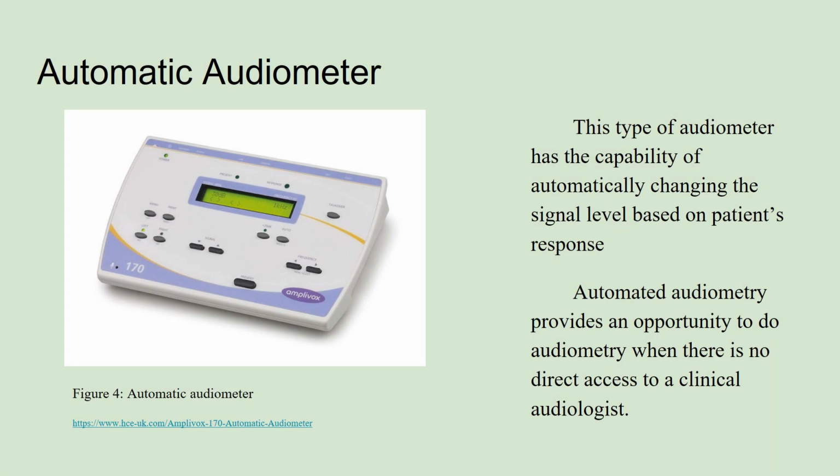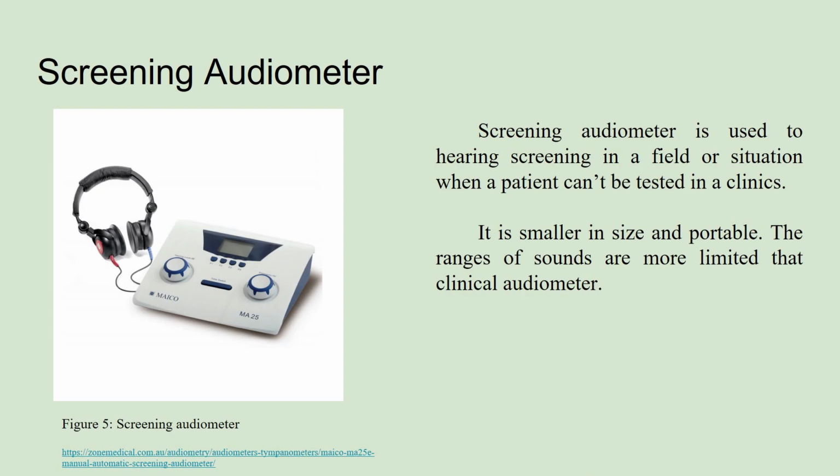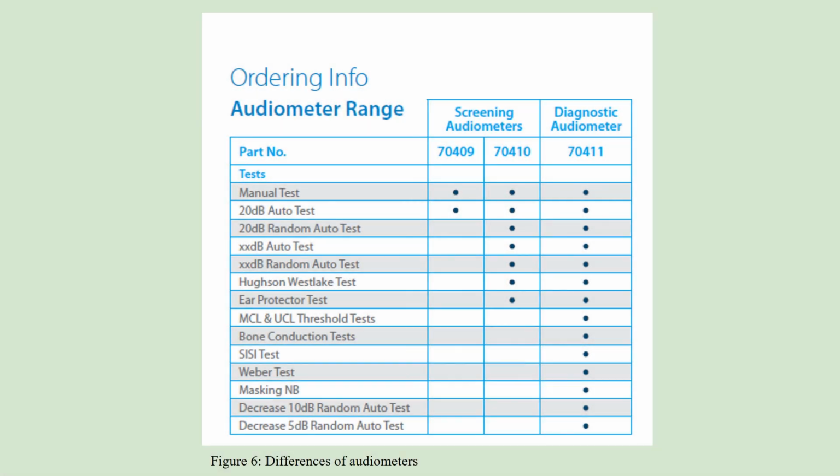An automatic audiometer is an audiometer which can be used in situations where there is no direct access to a clinical audiologist, and it can automatically change the signal level based on the patient's response. A screening audiometer is used for hearing screening in situations where a patient cannot be tested in a clinic. It is smaller in size and portable. The range of sounds is more limited than the clinical audiometer. As we see in figure 6, the diagnostic audiometer has more types of tests than the other types of audiometer, and that makes it more useful to determine the thresholds and the problems in the ears.